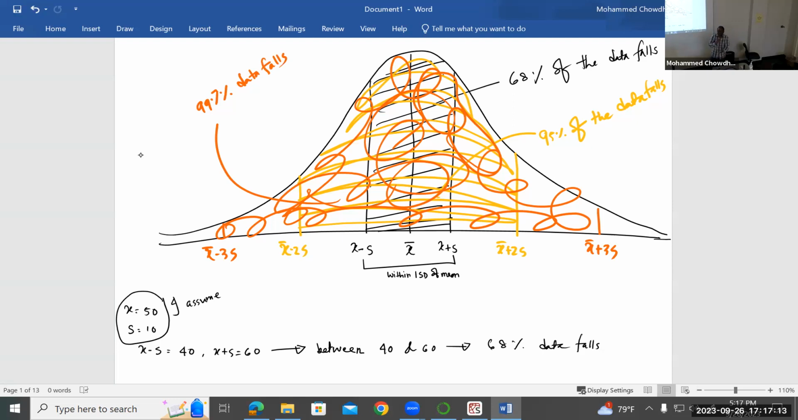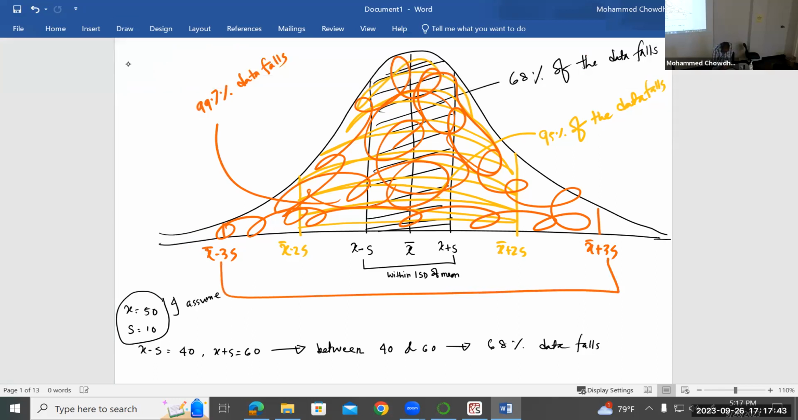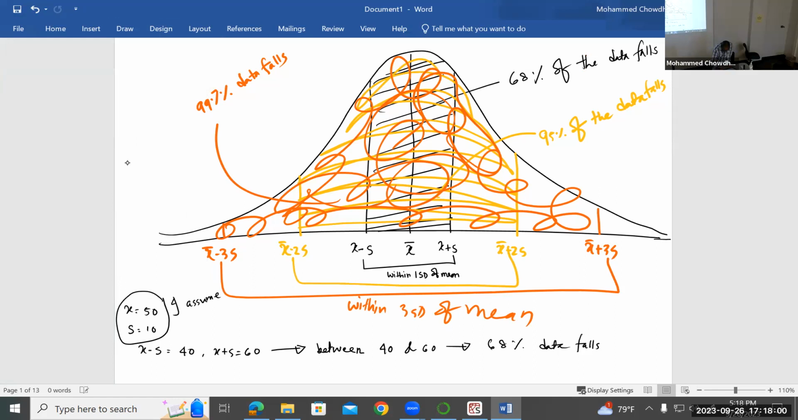But what is the condition? The condition is that you have continuous, quantitative data. You use that data to construct a histogram and then draw the frequency curve. The frequency curve looks like a symmetric bell shape, mound shape. Under those conditions, these three results hold: within one standard deviation of the mean, 68%; within two standard deviations, 95%; within three standard deviations, 99.7%.